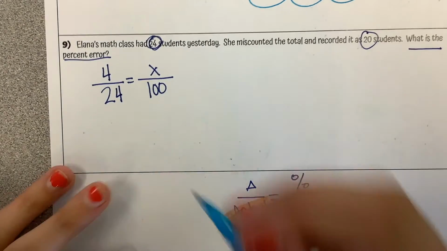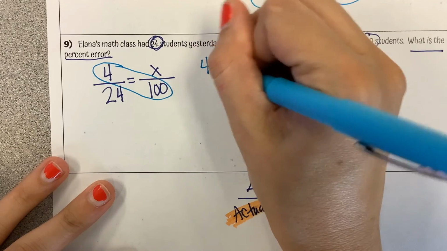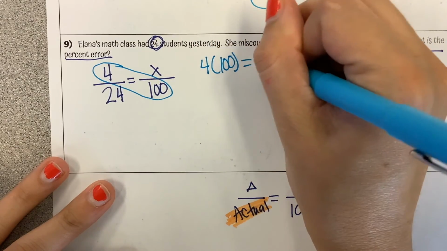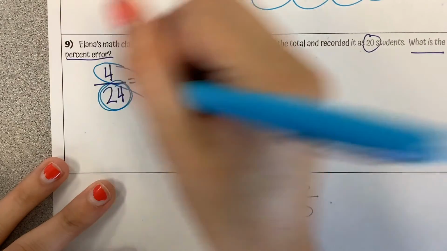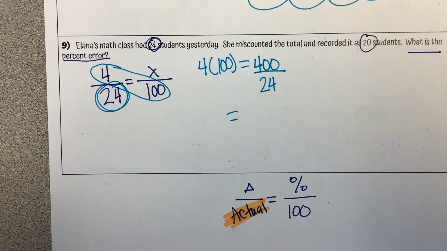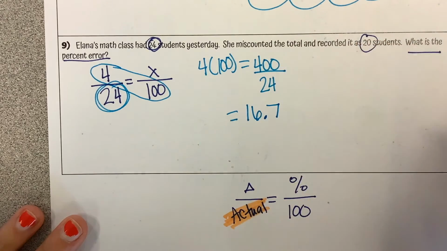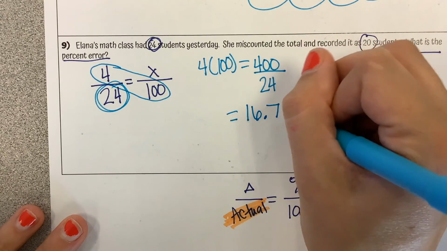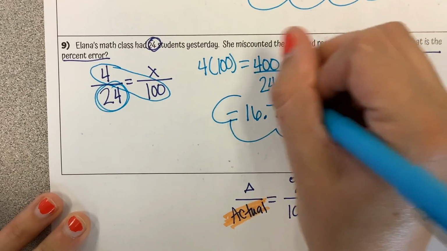Now we're gonna solve. Multiply the two numbers in the same diagonal. 4 times 100 is 400. Divide by the number in the same diagonal as the variable. So I'm dividing 400 divided by 24. And I'm getting a messy decimal, 16.6 repeating. I'm just going to round that to 16.7% error. She was that far off.